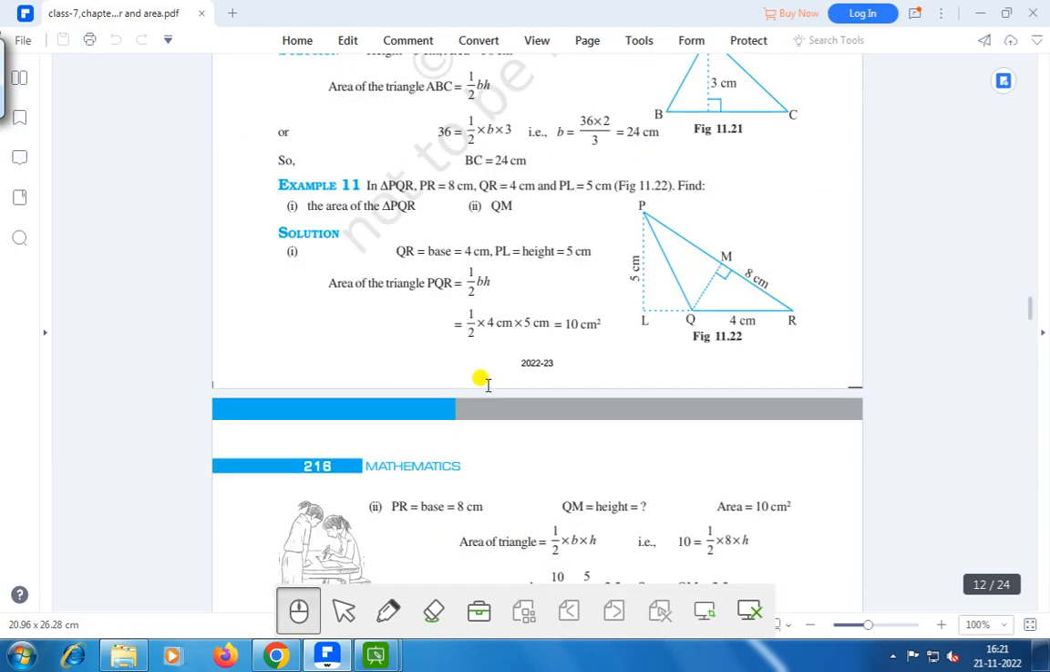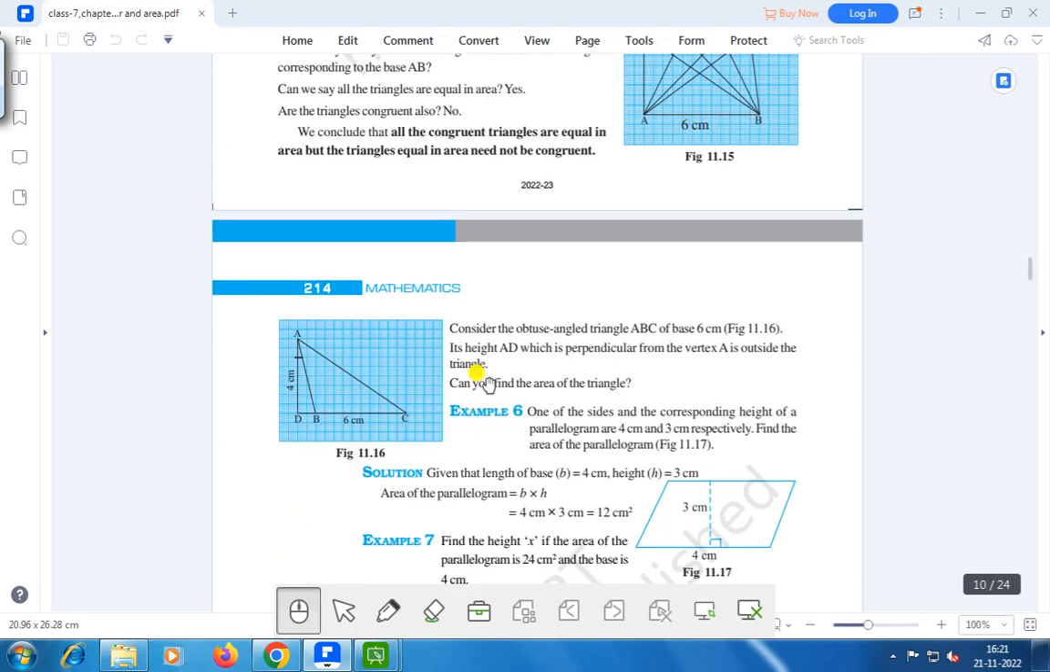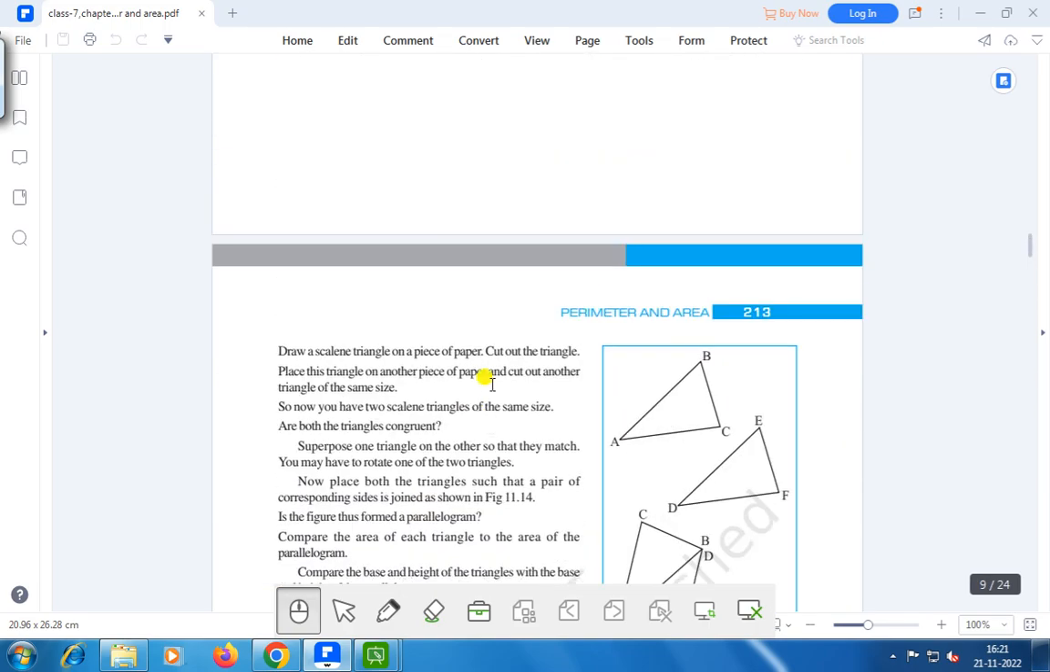Dear friends, we have only recalled the various formulas of area and perimeter.